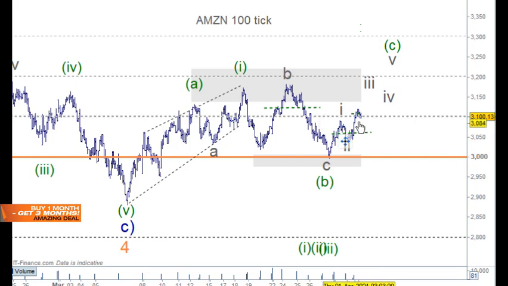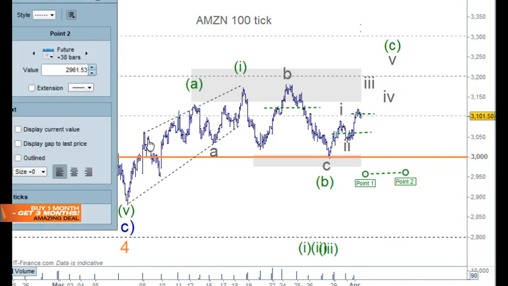So I'm going to move that. And also, we've got this position coming in through here as well. So that's where we are at the moment. I suppose now that we've got a position here, we should just work the stop.